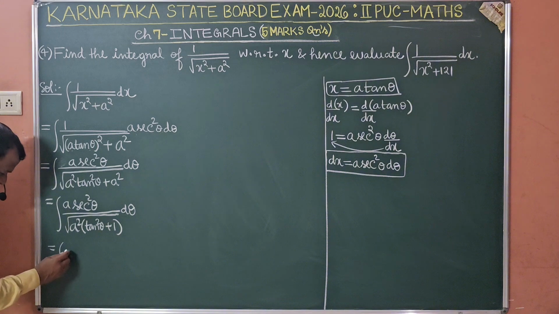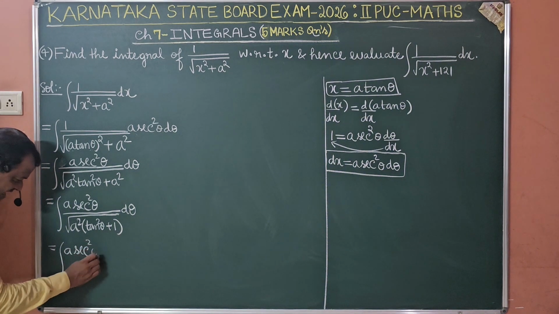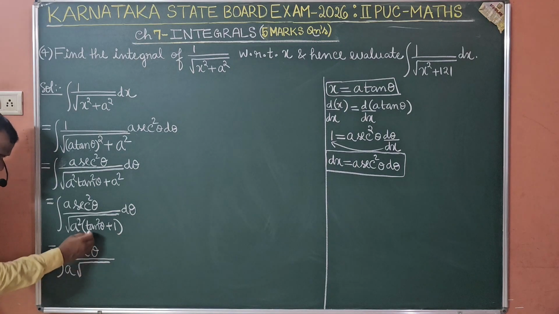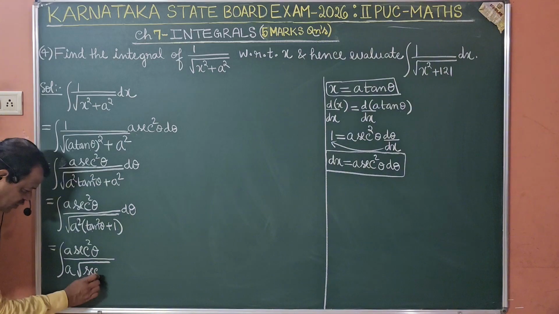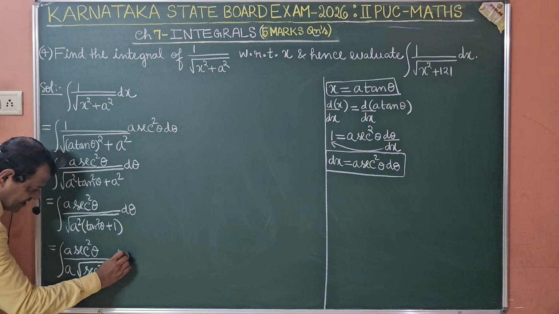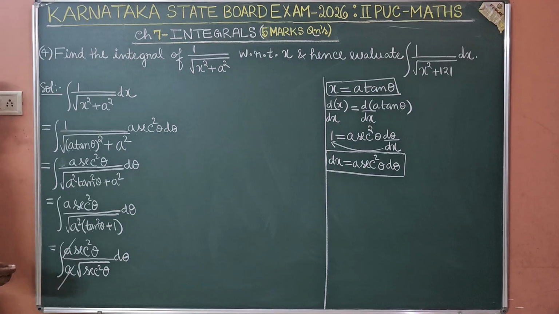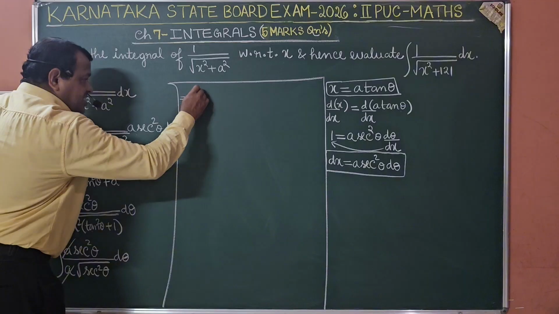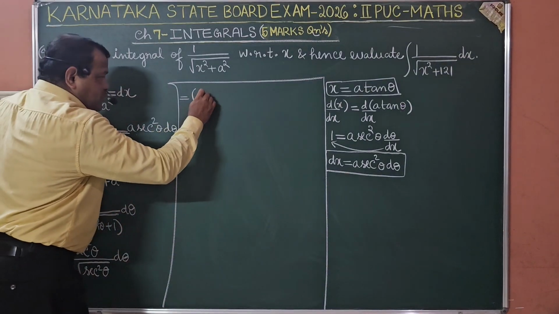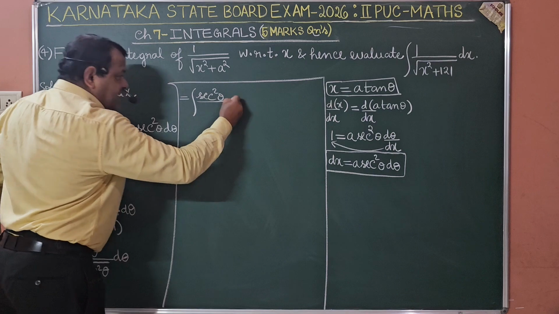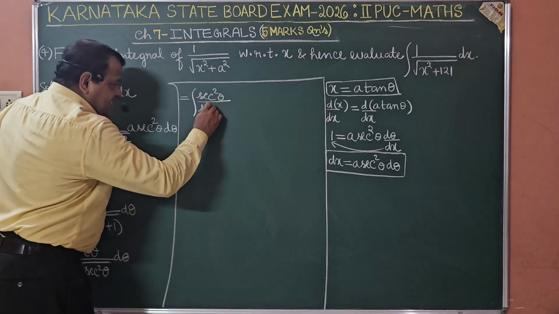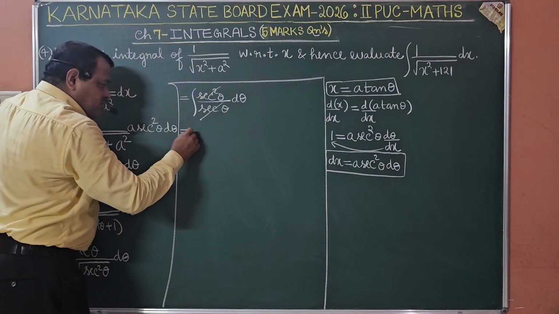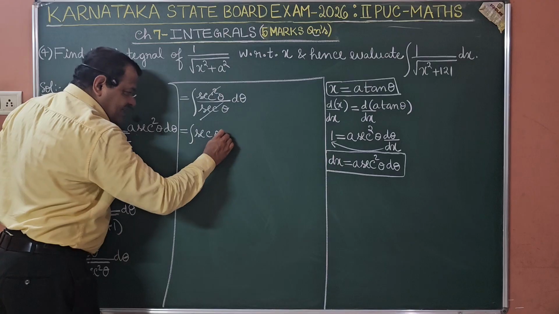Therefore, this is the integration of a secant square theta divided by square root of a square, a. Then the square root remains of tan square theta plus 1, which is an identity, secant square theta d theta. Therefore, a gets cancelled. And the remaining part I will continue here. It is the integration of numerator secant square theta remaining. Denominator square root of secant square theta is secant theta d theta. Secant theta gets cancelled. There is one integration of secant theta d theta remaining.